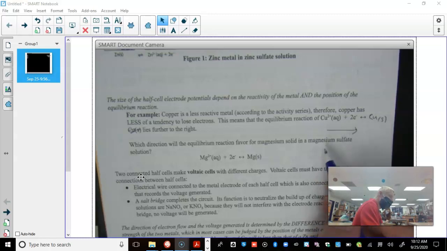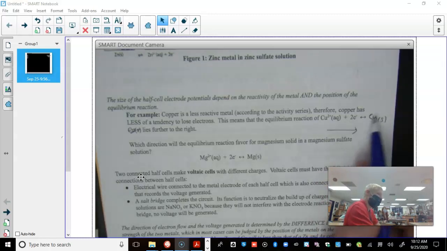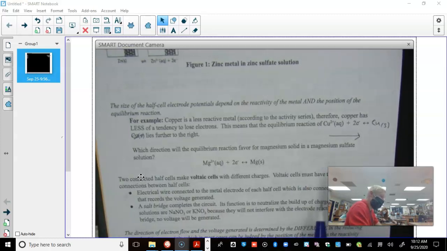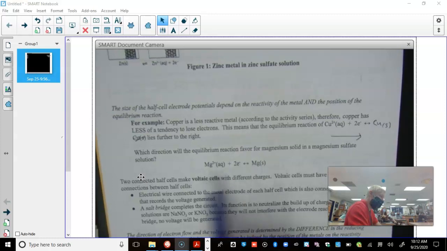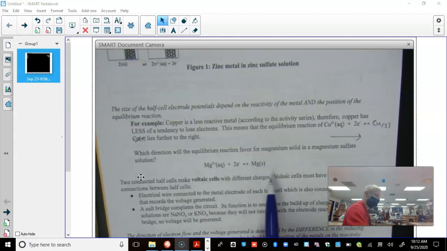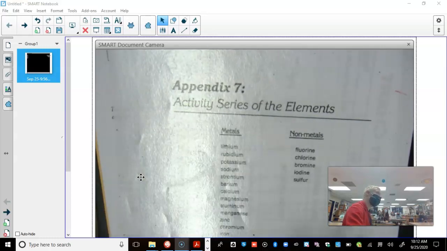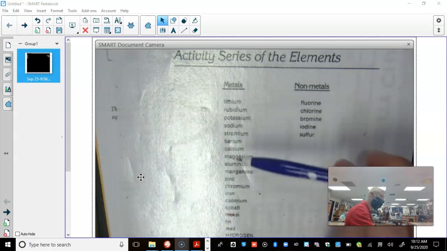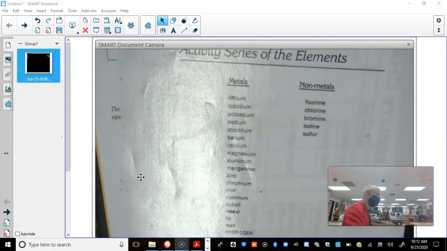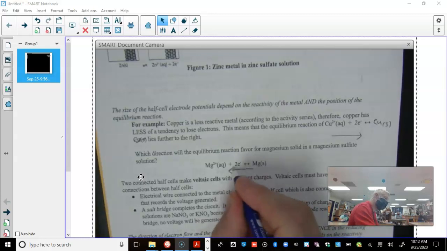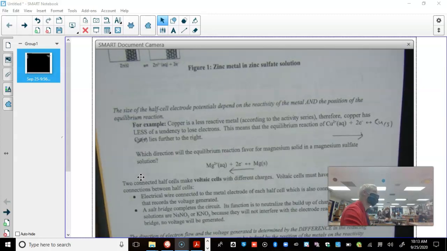So it's not going to be oxidized as much, so therefore equilibrium is going to be a solid. It's most likely going to be the substance that precipitates out. So which direction will the equilibrium reaction favor for magnesium solid in a magnesium sulfate solution? Here's the reaction. Is it going to oxidize or is it going to be reduced? So we're looking at magnesium, it's all the way right here. It's actually in the upper half. So if it's in the upper half, it most likely oxidizes. You got it. So it's a good reducing agent. So if it oxidizes, it's probably going to favor the left, equilibrium.